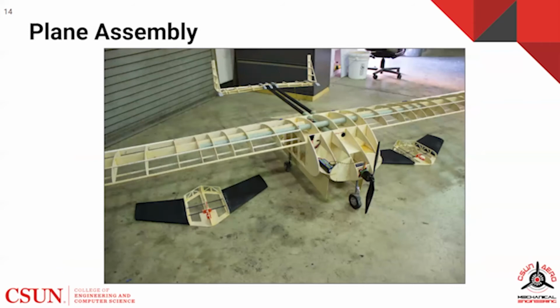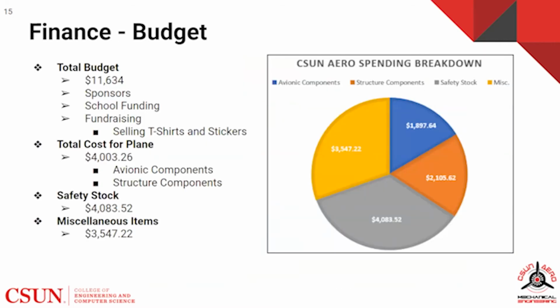Here's a photo showcasing our plane assembly and the CDAs, which consist of balsa wood, fiberglass, and carbon fiber rods. The total budget for this project totaled at $11,634, where it came from sponsors, school funding, and fundraising. The fundraising that the team did was through selling t-shirts and stickers.